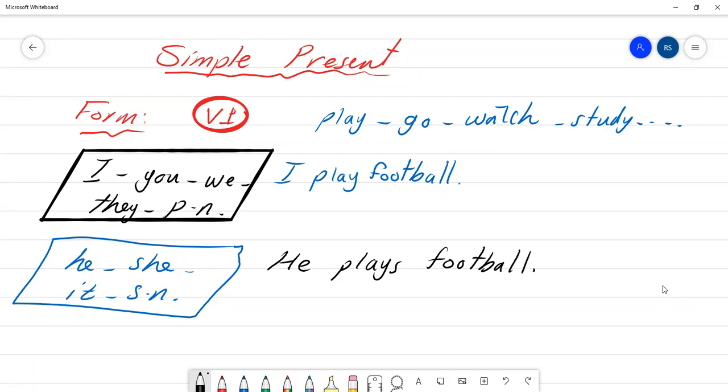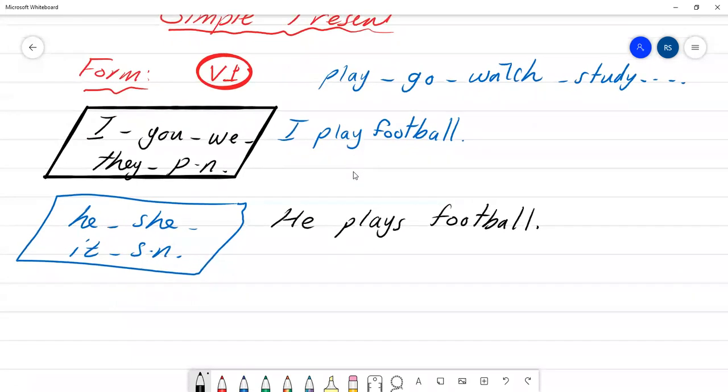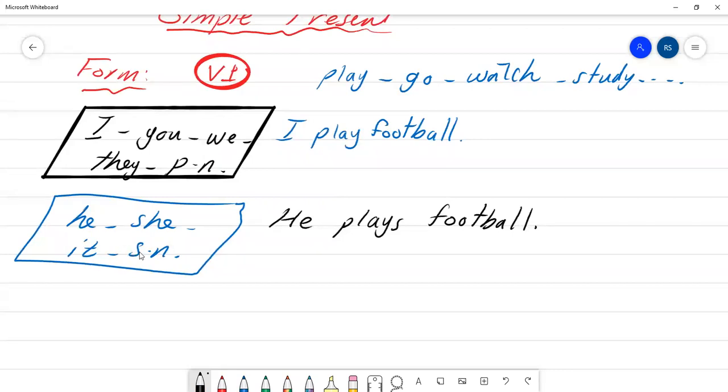Okay, my friends? So in present simple, if the subject is I, you, we, they, or plural noun, we just use the verb as it is without any addings. But if the subject is he, she, it, or singular noun like Ali, Ahmad, Talal, we add s or es or ies to the verb, like he plays football. Okay, my friends.